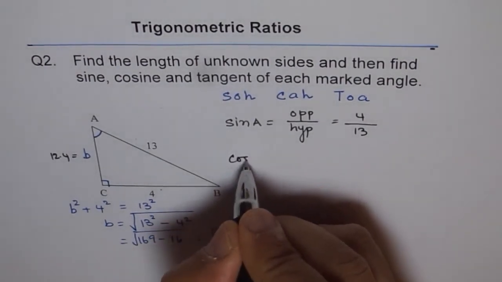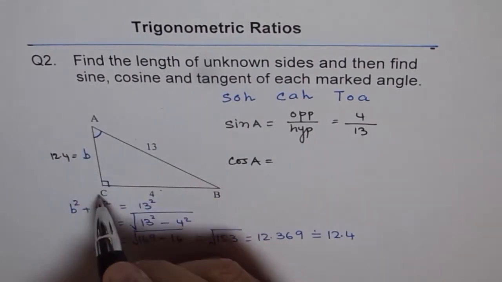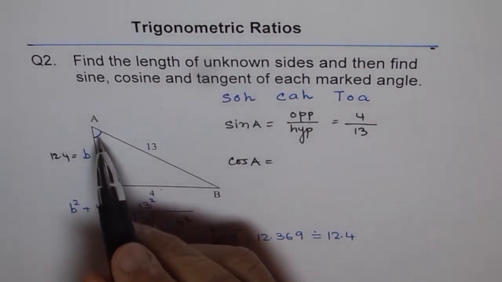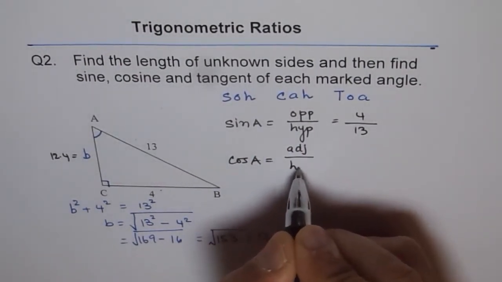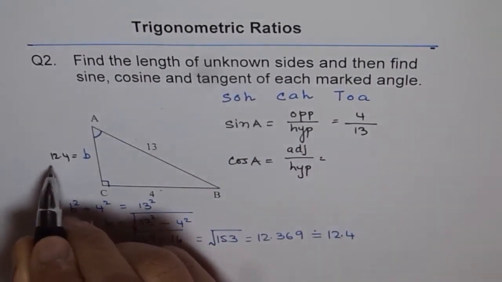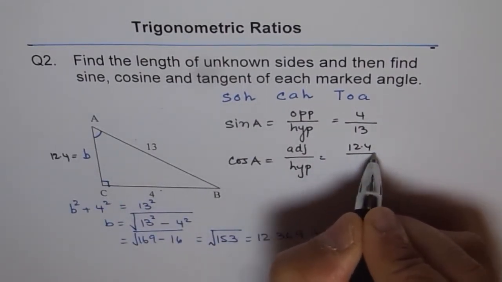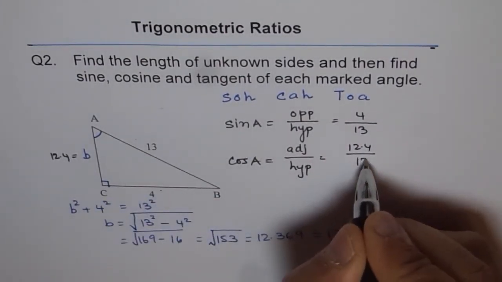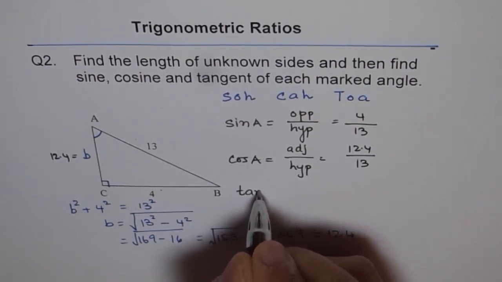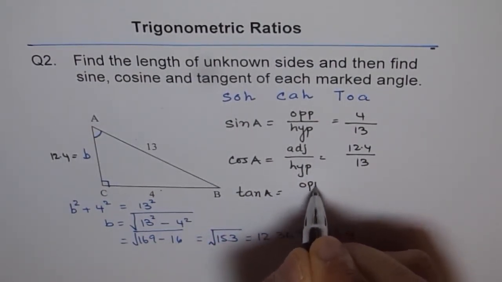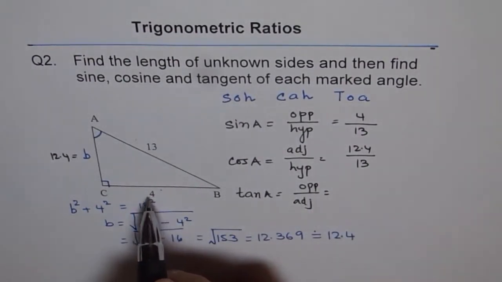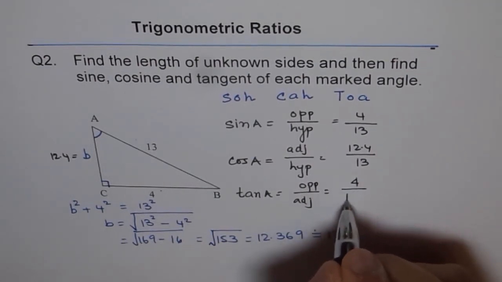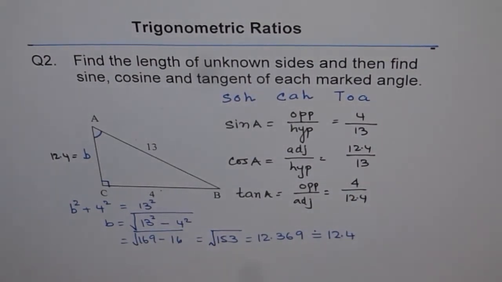What is cosine of A? Cosine is adjacent side over hypotenuse. Adjacent is the side between the given angle and 90 degrees. So we calculated 12.4 over the hypotenuse of 13, right? And now tan of A. Tan is opposite over adjacent side, which is 4 over 12.4, right? So these are the ratios.